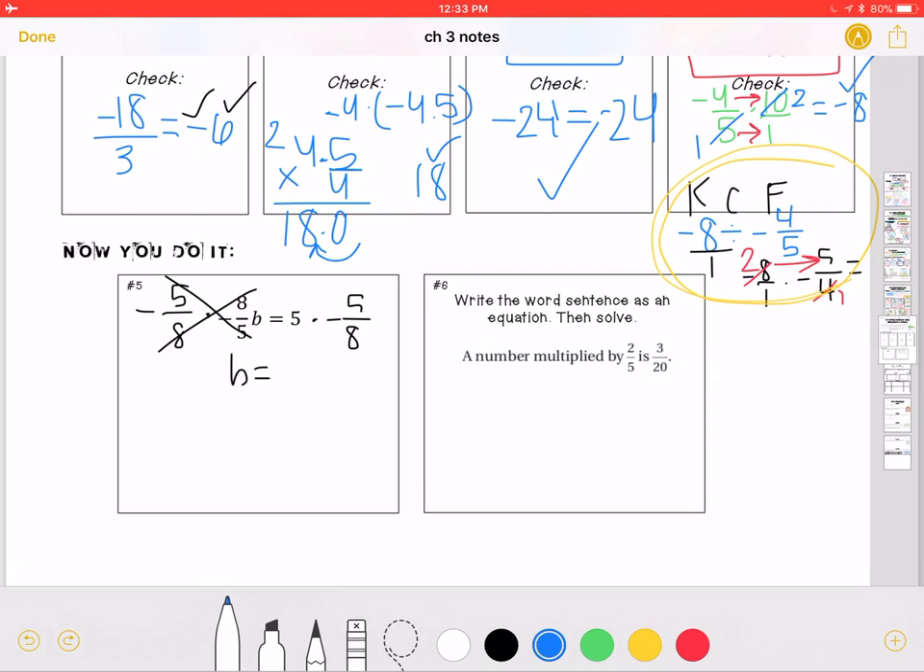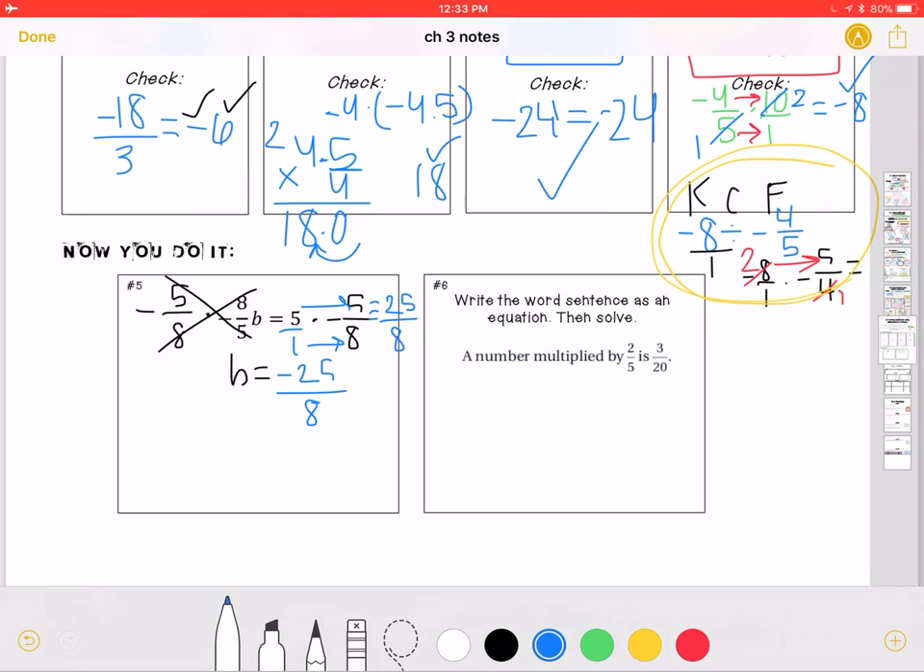In order to multiply these fractions, I need to rewrite the whole number 5 as a fraction. To rewrite a whole number as a fraction, remember you just put it over 1. Now let's multiply across. 5 times 5 equals 25. 8 times 1 gives me 8. A positive times a negative should give you a negative 25/8. Is that simplified? No.